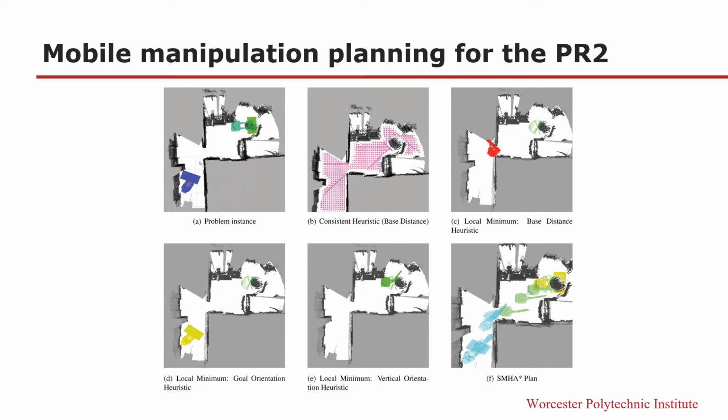Now, to rectify this problem, the goal orientation and the vertical orientation heuristics are incorporated into the algorithm. Figures D and E show that these heuristics are implemented separately. These have their own depression regions, which make the robot get stuck at different depression regions depending upon the heuristic used. However, as shown in figure F, where all of the heuristics, including the admissible base distance heuristic, the goal orientation heuristic, and the vertical orientation heuristic, are used together, the robot navigates successfully from the start or initial location to the goal location.